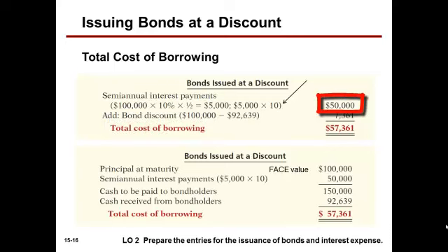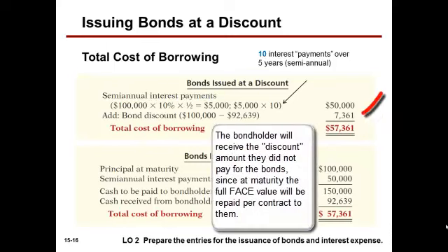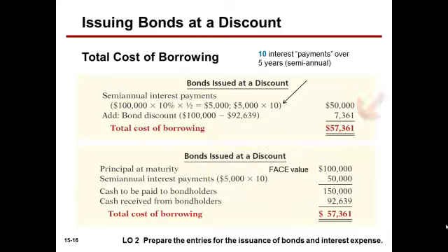So $5,000 times 10 periods. Where do the 10 periods come from? They're 10 interest payment periods because the interest is paid semi-annually, twice a year over 5 years. So $50,000 is the total payment of interest that bondholders will receive. Now we're going to add that bond discount amount of $7,361 to come to a total cost of borrowing of $57,361. Let's prove that out in a different manner at the bottom.